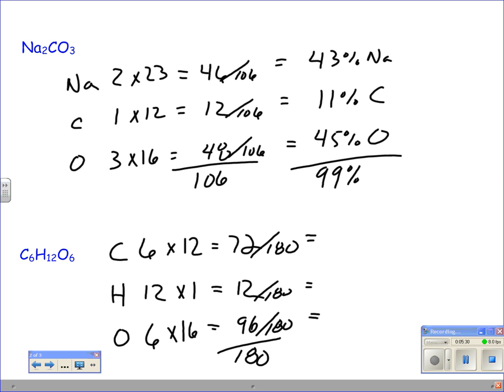So we got 72 divided by 180 is 40%. 12 divided by 180 is about 7%. And 96 divided by 180 is about 53%. So that's percent composition by mass. Again, the steps: figure out your molecular mass, then take the part divided by the whole.